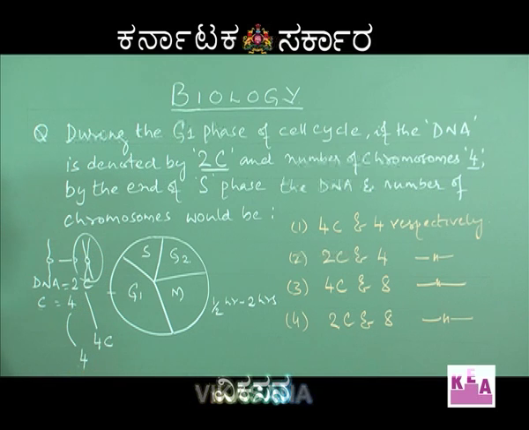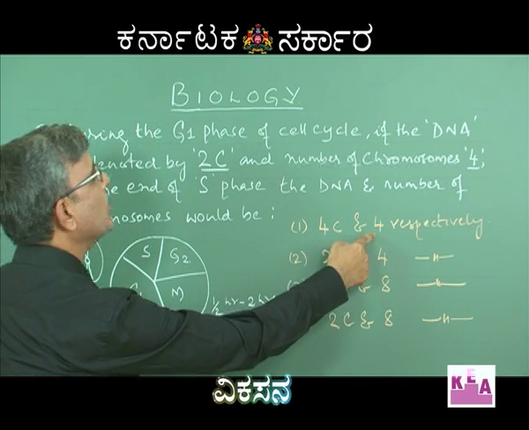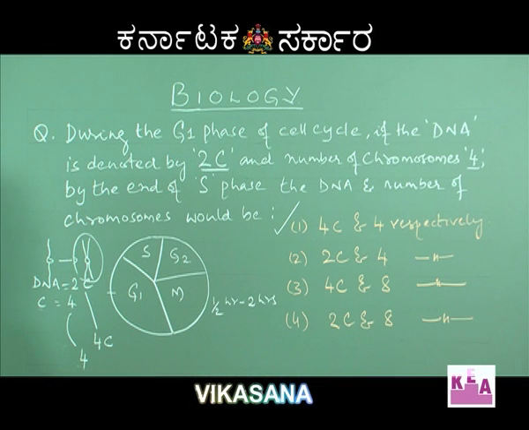Let us look into the options. Option 1 says the DNA is 4C, chromosome is 4 respectively, thereby that is the answer. The other options can't be the answer. 2C 4, 4C 8, 2C 8.